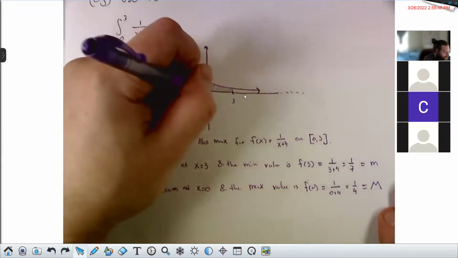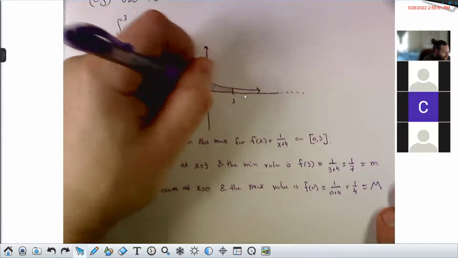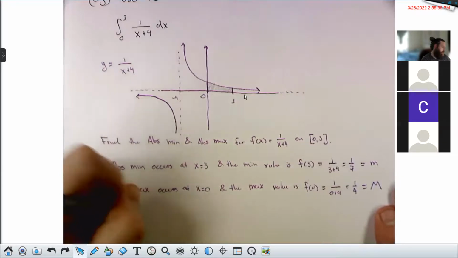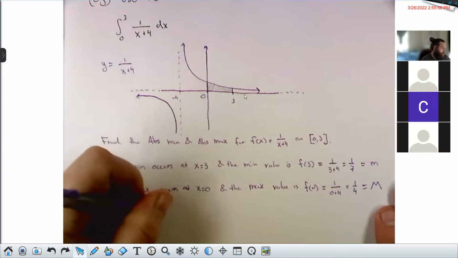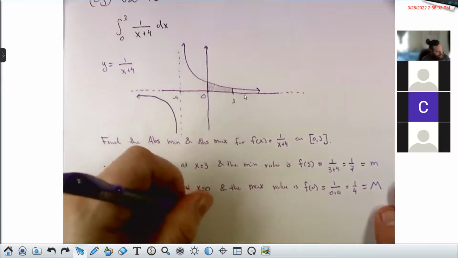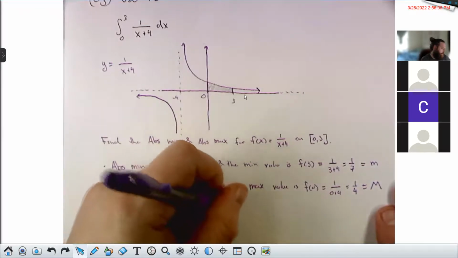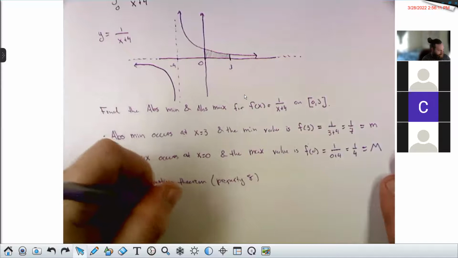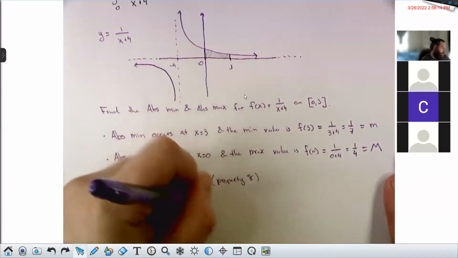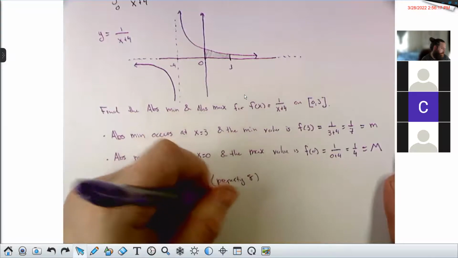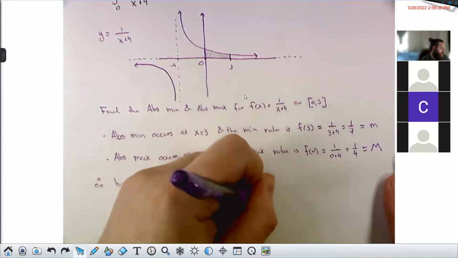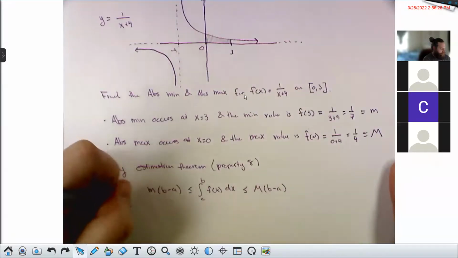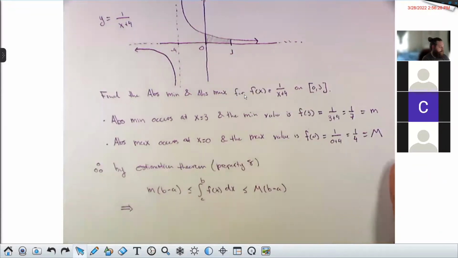Now, A is 0, B is 3. So therefore, by the estimation theorem, which the book calls property 8, little m times b minus a is less than or equal to the integral from a to b of f of x dx. It's less than or equal to capital M times b minus a. Little m here is 1/7.